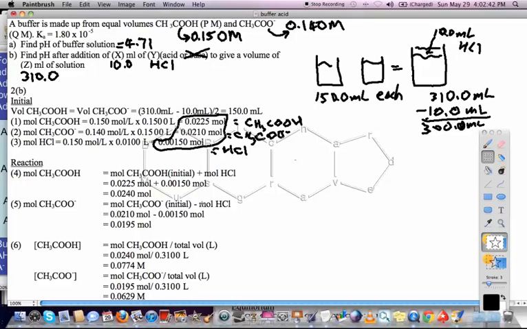The acetate, the reverse happens. The moles of acetate will go down by the number of moles of HCl added. So I take the 0.0210 moles and I subtract 0.00150 moles. That's the amount of HCl. And that gives me 0.0195 moles.